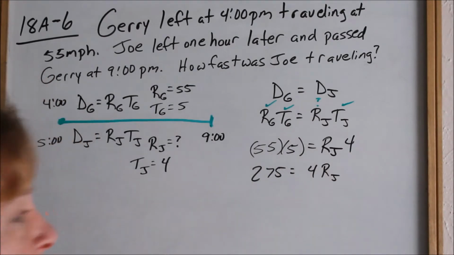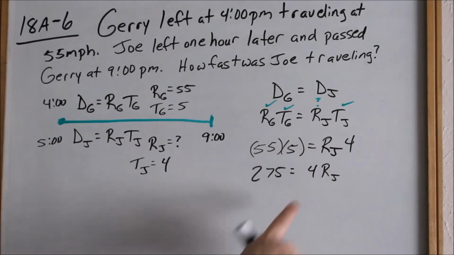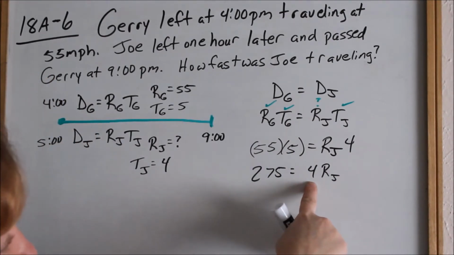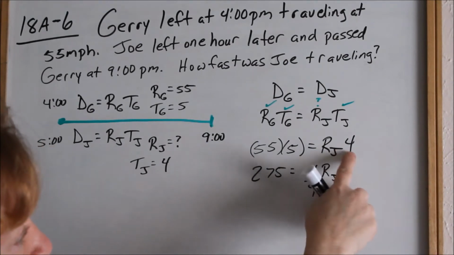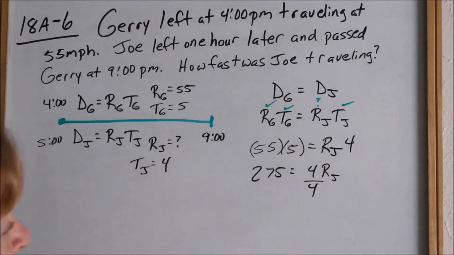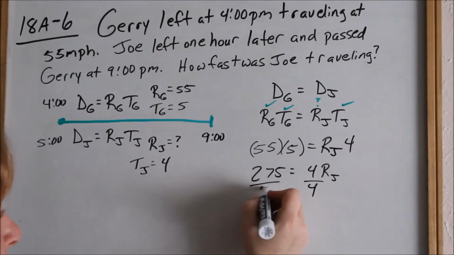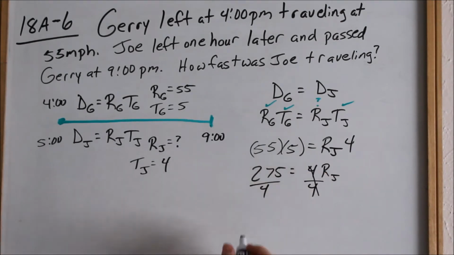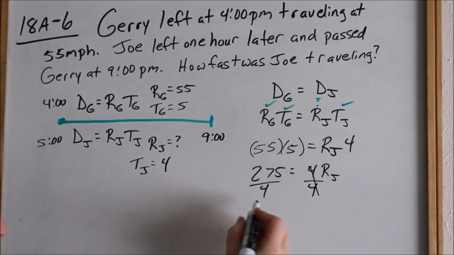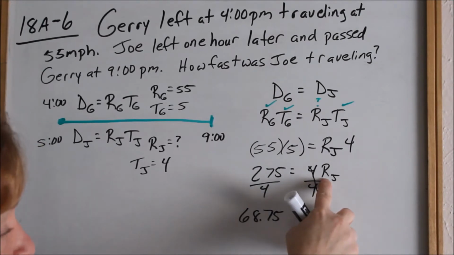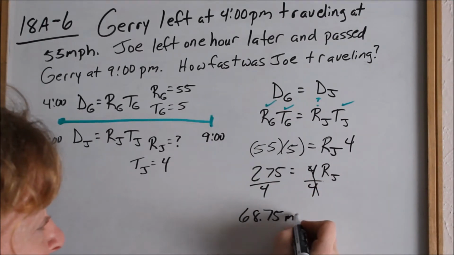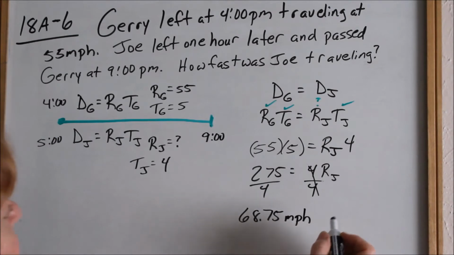I'm going to write it like that because then you can tell what you have to do with that 4 to get rid of it. You have to divide it away. R times 4 is the same thing as 4 times R by the commutative property, so we have to divide both sides by 4. We take our 275 and divide it by 4. It came out to 68.75. We're dealing with the rate. What are our units for a rate? Miles per hour.